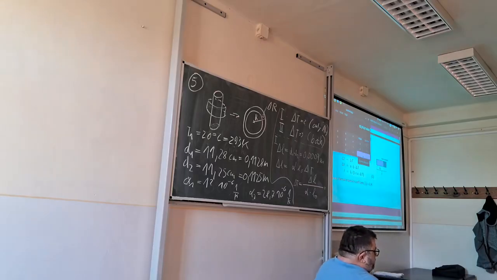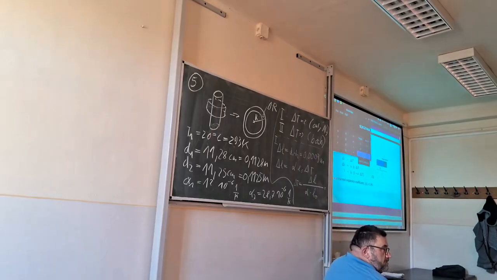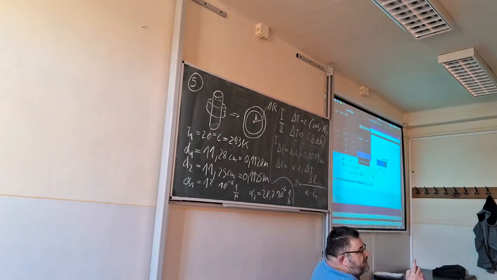Okay, so the delta T is supposed to be this, 93 Kelvin. So from 20, it should be increased to 113 Celsius, since we were given the temperature in Celsius. This is the case when I heat only the aluminum ring.